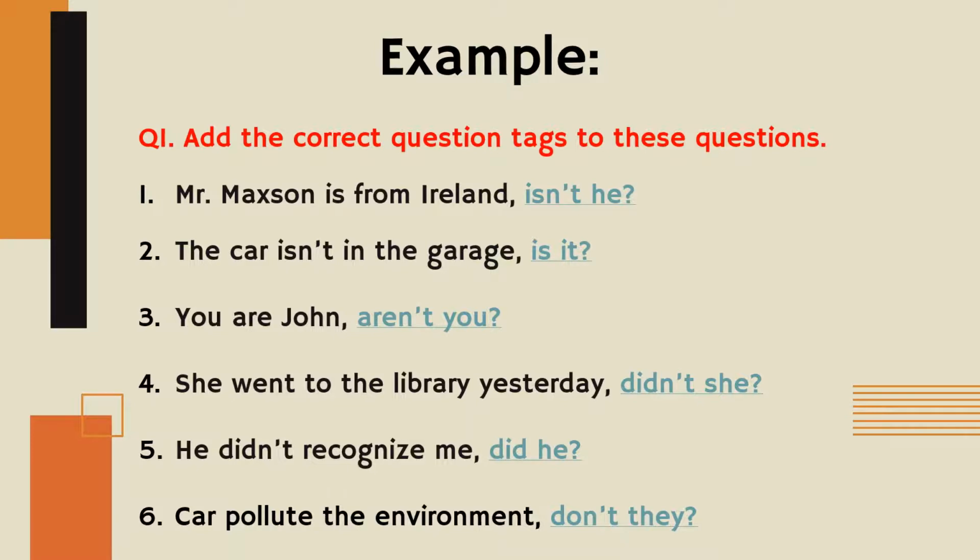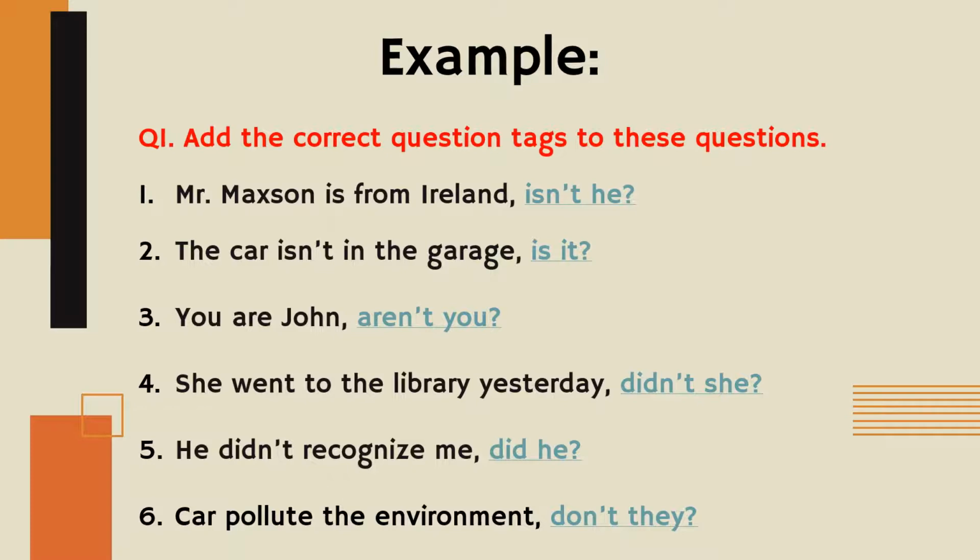The third one is you are John, aren't you? So the statement is a positive statement and are is a helping verb. So it will become aren't you. So the question tag added to the third statement is aren't you.